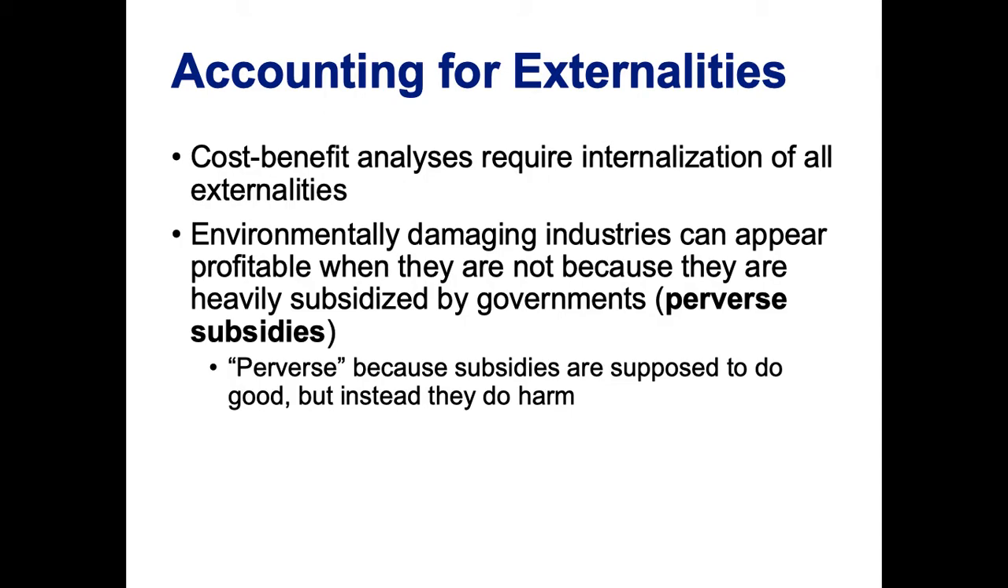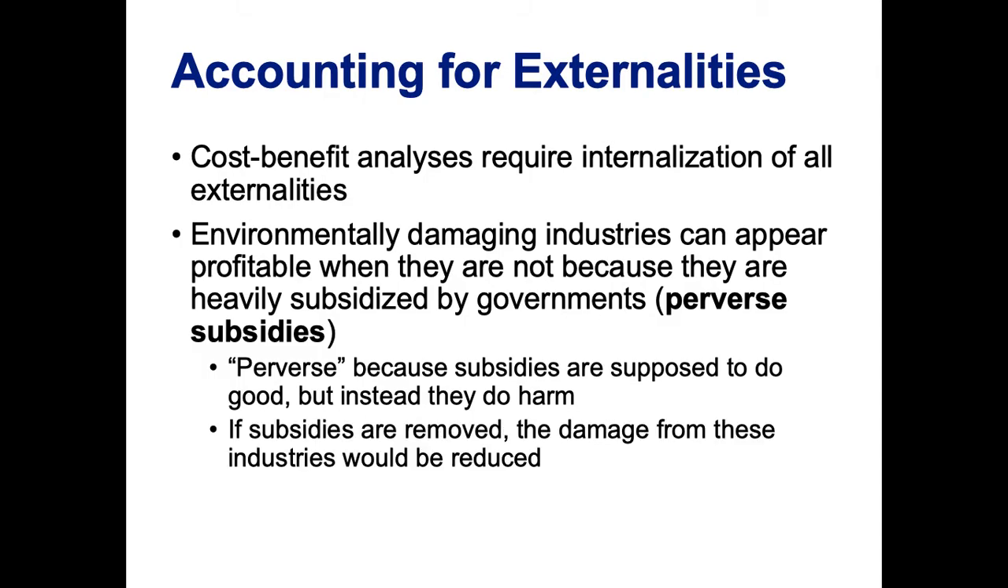So an example of this might be if there is a subsidy to make mining more attractive in an area to attract mining companies. But if the mining companies aren't required to clean up their waste, it might be damaging the clean water in the area. And so that'd be a perverse subsidy because the government is encouraging something that may actually be damaging to the people in that area. Because if there are contaminants in the water, lots of people could be harmed and have poor health outcomes. So that's a perverse subsidy. If the subsidies are removed, then the damage from these industries would be reduced. So if the government hadn't subsidized the mining industry in this example, then in general, people would be better off.